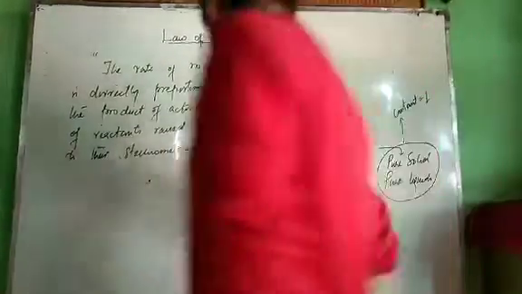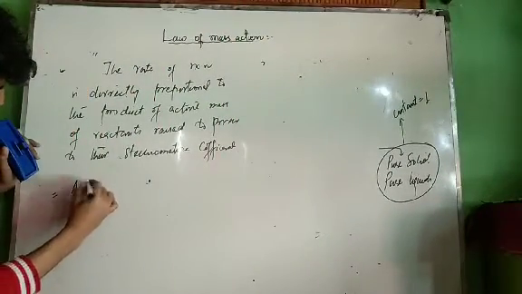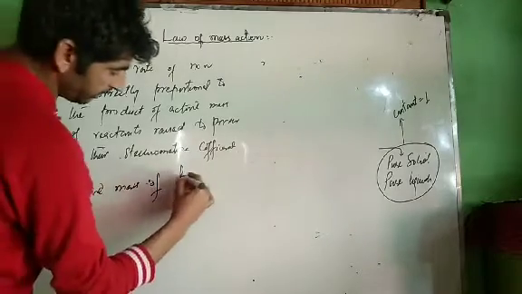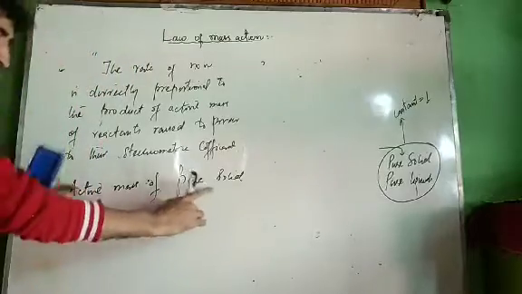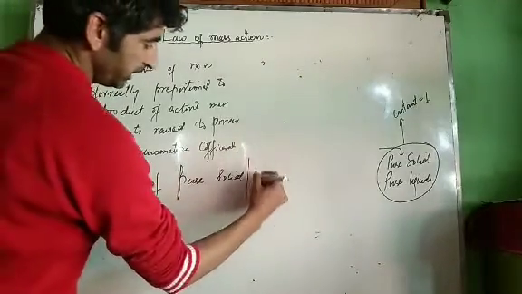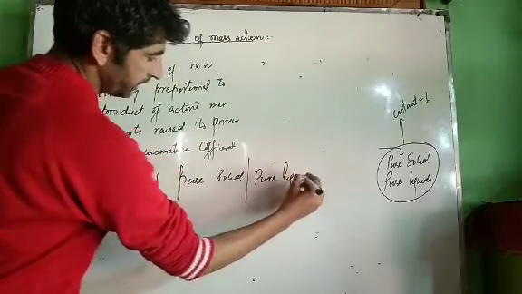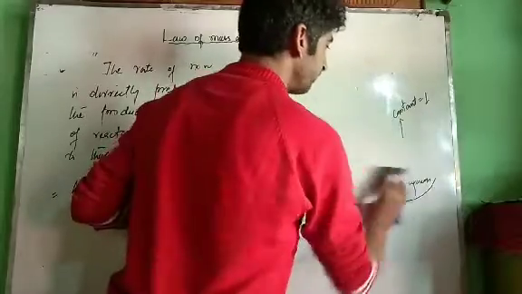First we will write over here, second point: active mass of pure solid. This is very important. Questions are based actually on this. Pure solid and pure liquid is taken to be equal to unity. It is constant. Now see what happens when we have a reversible reaction.